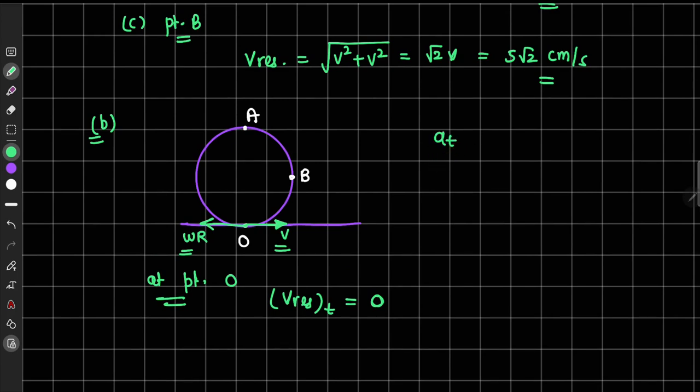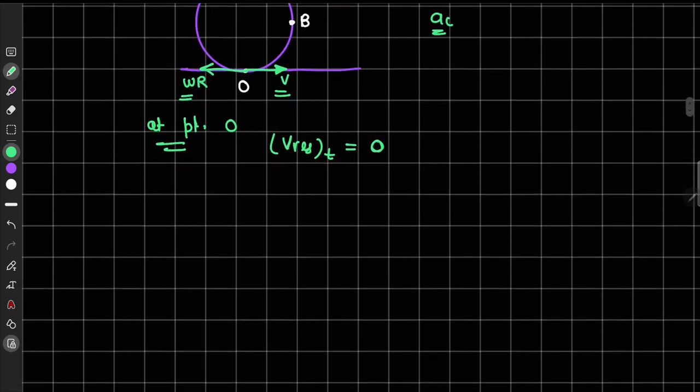First is the at, that is tangential acceleration in the tangential direction, and AC, that is the centripetal acceleration or the normal acceleration towards the center of the wheel. Okay, so here as the resultant velocity in the tangential direction is equal to 0, if we write the tangential acceleration, that is equal to d by dt of velocity of resultant t, that is equal to 0 because velocity resultant in the tangential direction is 0.